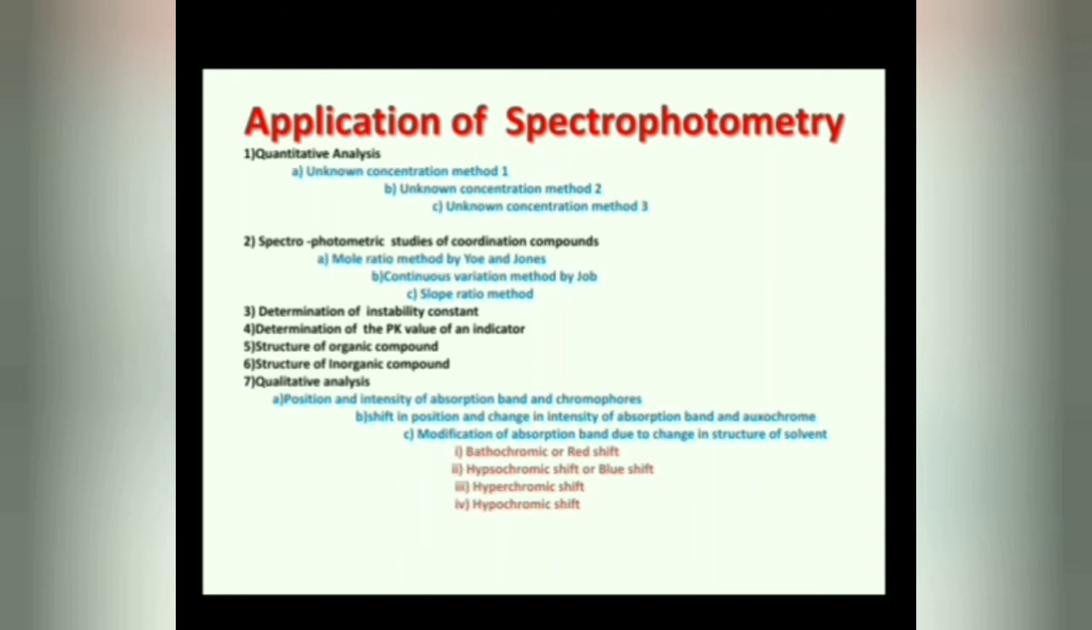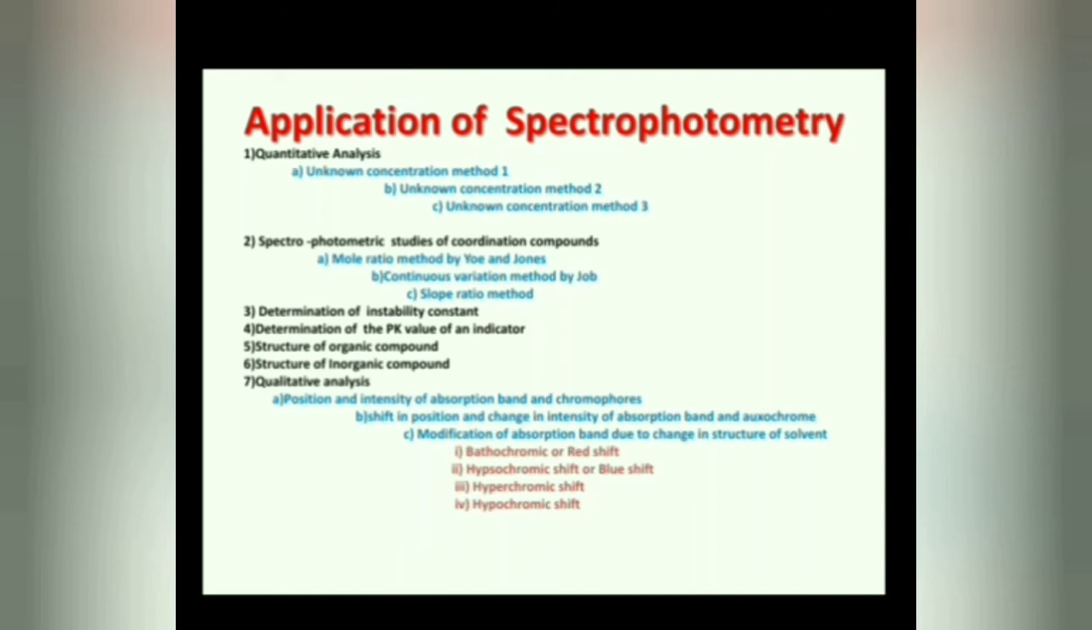Structure of organic compounds: the spectrophotometric measurement is a very useful tool in the elucidation of structural problems of organic molecules. Here we are using a particular molecular formula, and from this molecular formula their arrangement and bonding is explained with the help of spectrophotometry. So spectrophotometry plays a vital role in the structure elucidation of organic compounds.